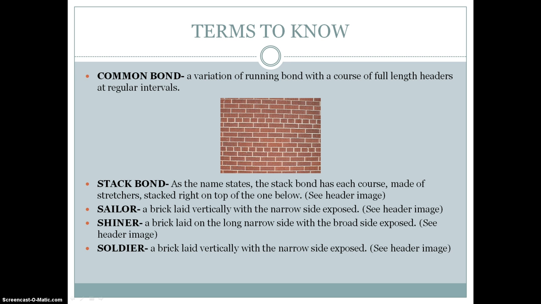Okay, common bond is a variation of running bond with a course of full-length headers at regular intervals. So in this image you can see about the 5th row up there are the little squares of brick, and those are the headers, and then you go up another 4 or 5 rows and you see another row, and that is a common bond. Okay, and then there's stack bond, and the stack bond has each course made of the stretcher stacked right on top of the one below. So it creates, the mortar creates a straight line.